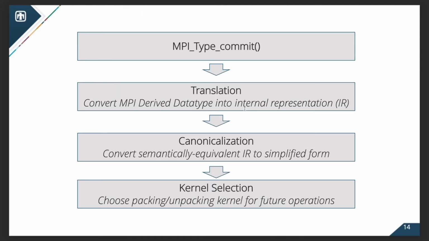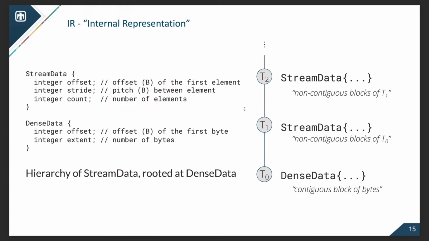So what we do in TEMPI is, when MPI type commit is called on one of these types, we have a translation and canonicalization step that discovers a compact representation of any semantically equivalent data type, so that we can then operate on the canonicalized data type regardless of how that data type was described to MPI. And then based on that, we launch particular kernels to handle the results.